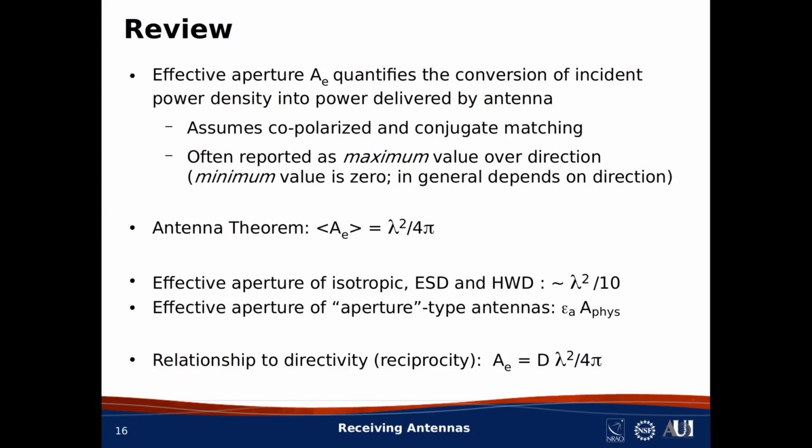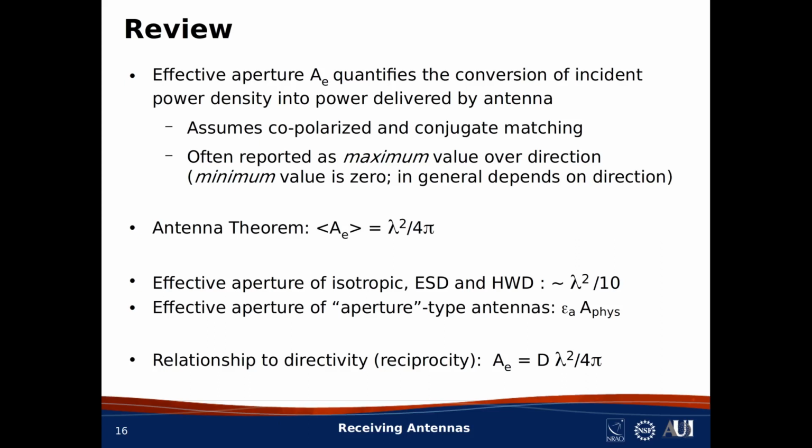We came up with values for the maximum effective aperture of the mythical isotropic antenna, as well as for the realizable, electrically short, and half-wave dipoles. In all these cases, we find the effective aperture in the direction in which it is maximum is in the neighborhood of roughly 1/10 of 1 wavelength squared. This is a useful order of magnitude number to know. We also talked about the effective aperture of so-called aperture antennas, such as reflector antennas and phased arrays. For these antennas, we find the effective aperture is equal to the physical area of the aperture times the aperture efficiency, and that aperture efficiency is usually somewhere between 50 and 90%.